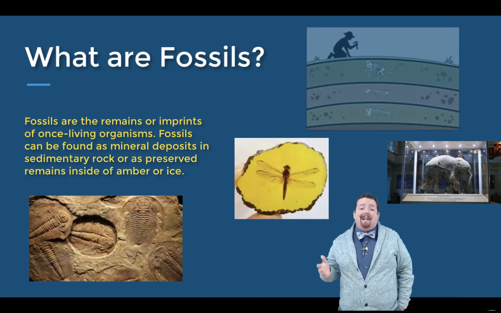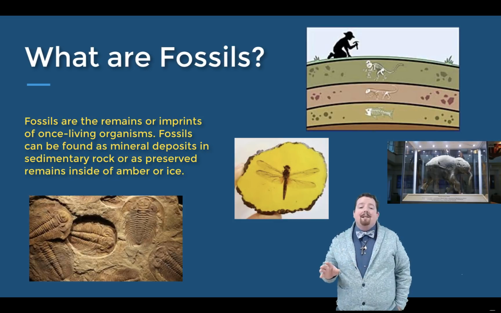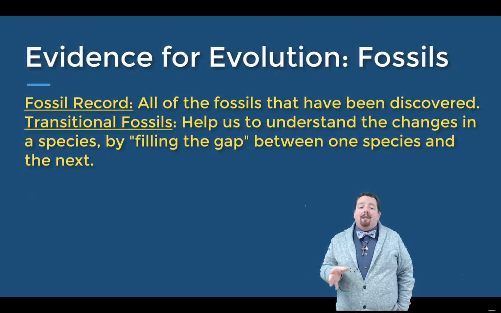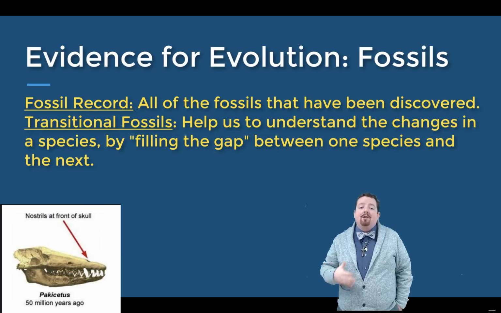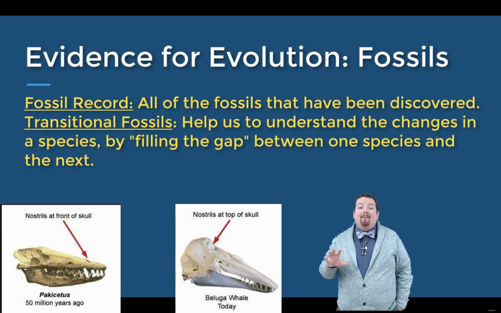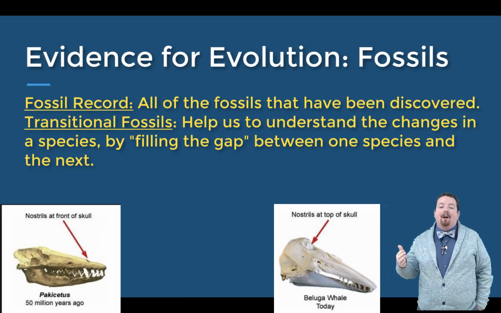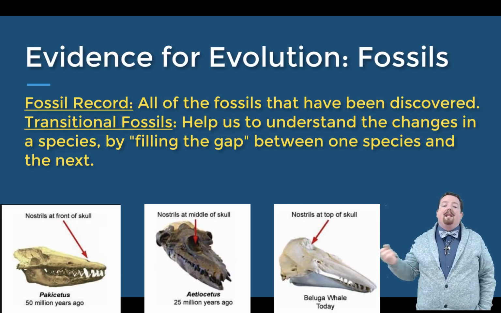When it comes to digging for fossils and studying rocks, the basic concept is the deeper it is in the ground, the older it is. The fossil record consists of all of the fossils that have ever been discovered. As we look at different species changing over time, we might see that we have gaps in our fossil record. Any fossil that helps us to understand those changes between the species are called transitional fossils. They fill in those gaps.